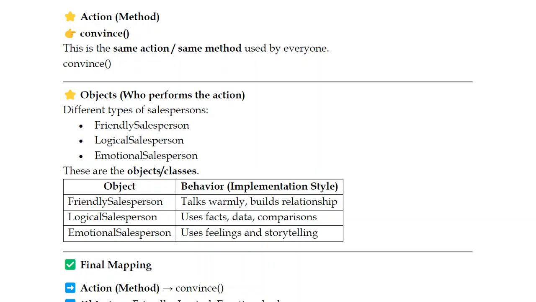So the different objects here are friendly, logical and emotional salespersons. Depending upon the object, a friendly salesperson will talk warmly or build relationships with them. A logical salesperson uses facts, data, comparisons, and shows some analytics. An emotional salesperson will use feelings and storytelling; emotionally, we have to convince them. So it will behave differently for different objects. The salesperson will convince his customers depending upon the customers.